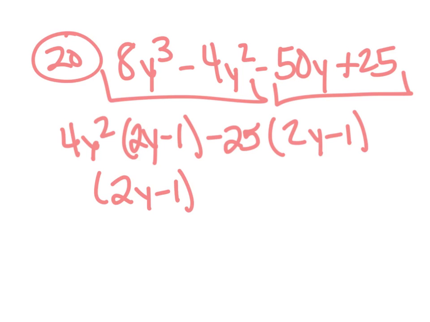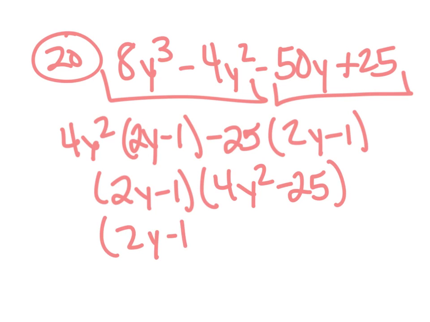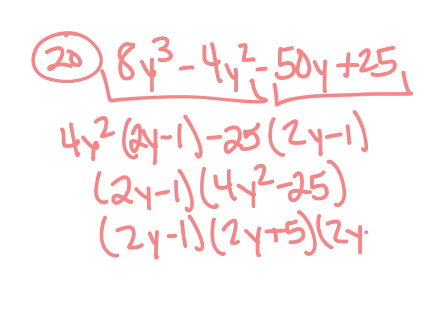Next thing I'm going to do, they both have 2y minus 1, factor that out, and then it's just what's left over here. So 4y squared minus 25. And just like the last one, 4y squared and 25 are both perfect squares. You can split this up into 2y plus 5, 2y minus 5.